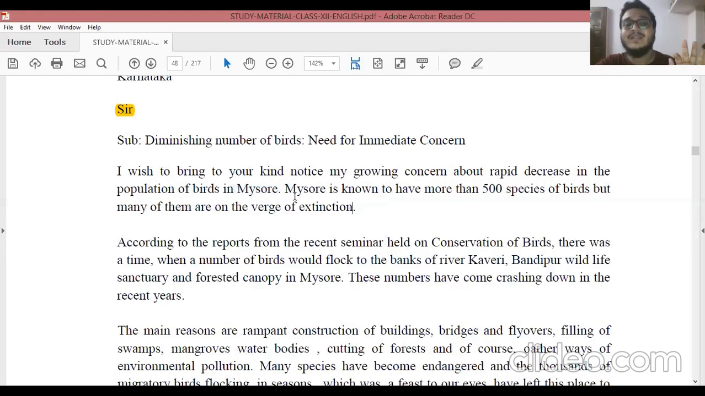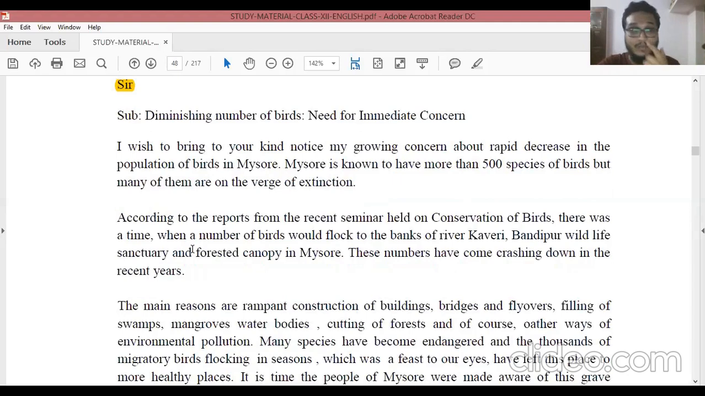And the next line is connecting to the issue, talking about Mysore. See, I told you every sentence will be connecting to each other. The first paragraph will be connecting to the second paragraph. In the very first line, it is talking about the issue. Now we are coming to the second paragraph.